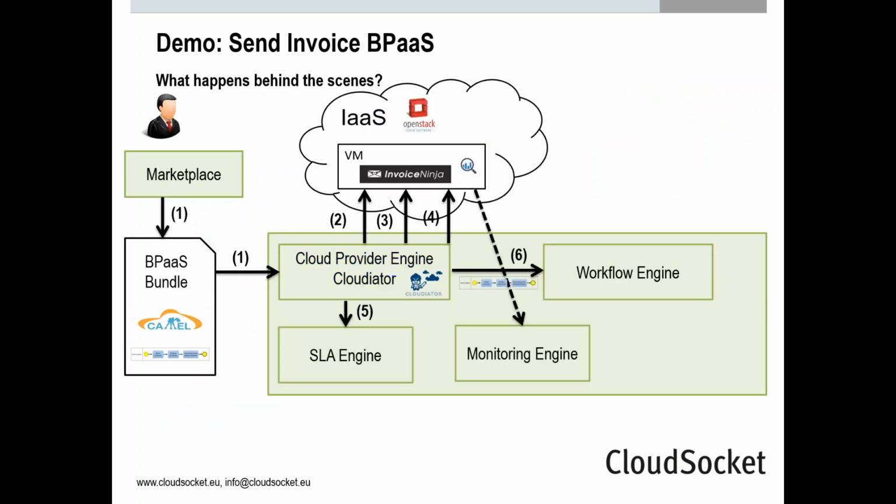When the deployment is finished, step 6 will be applied, where the workflow file, which is already defined in the BPaaS bundle, will be updated and sent to the workflow engine. The workflow file will be enriched with the actual endpoints of the deployed services, because they are obviously not known beforehand, and registered at the workflow engine to allow the user to later execute the BPaaS bundle via the workflow engine.